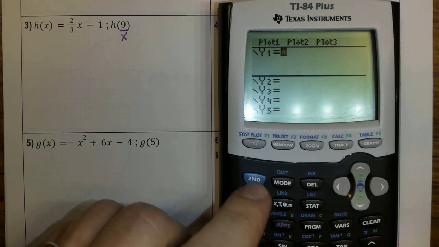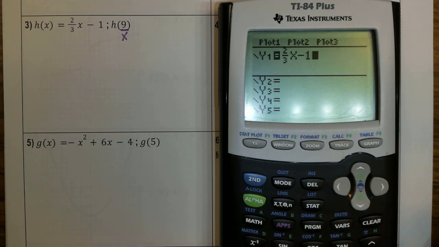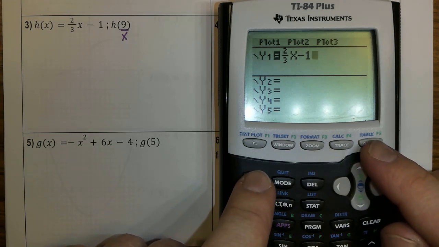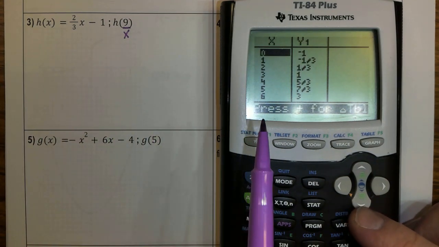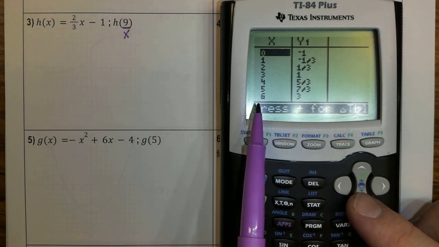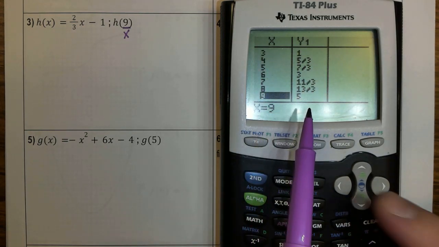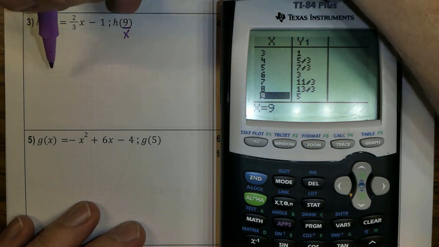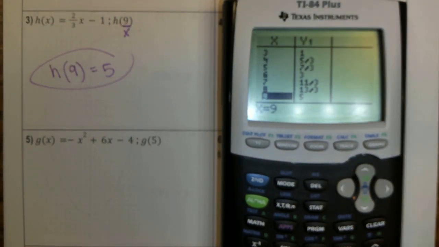So I'm going to go ahead and do 2/3 x minus 1. Okay, so I type my function in. I hit second graph. And because this is x, I want to make sure I look on the x side to write the y. So I'm going to go to 9, and my answer would be 5. So I have h of 9 equals 5. That's my answer.